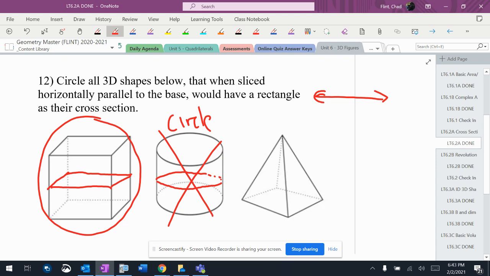Now, this one, sometimes with a pyramid, we get stuck and they're like, oh, it's going to be a triangle. But when I cut this, it'd be like cutting the top off. And what you would end up with is a rectangle. You would open that up. There'd be a rectangle on the bottom of the little pyramid that you cut off the top, and then a rectangle on kind of the trapezoid-looking thing on the bottom. All right, so this would give you a rectangle. So that is also going to be one of the answers.